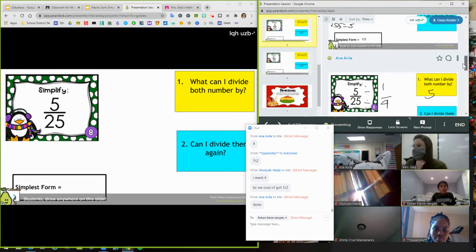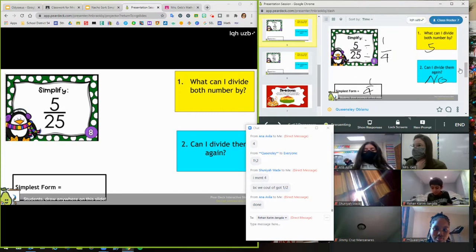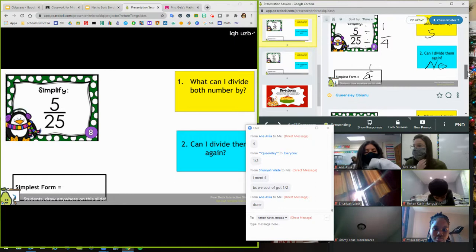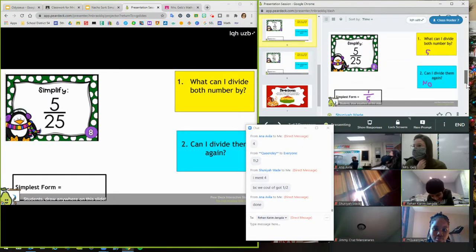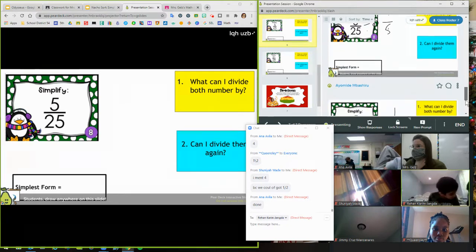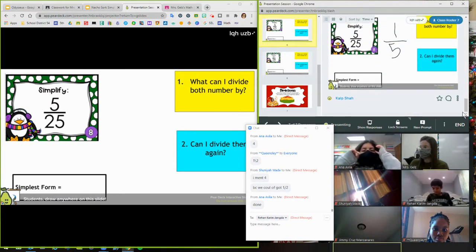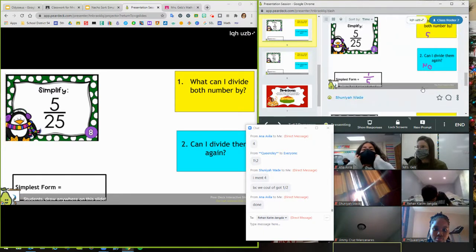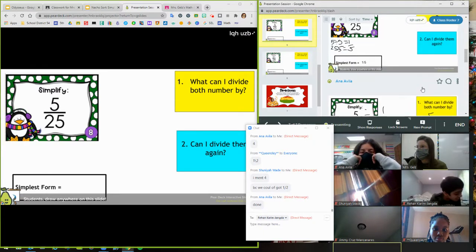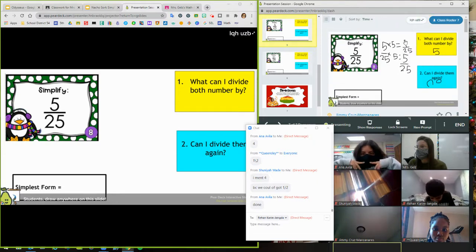Anna, looking good. Queensley, I like what you did here. I'm wondering about the division in your denominator, but I like what you have in the yellow box. Shania, looking good. Ayomide, looking good. Kelp, looking good. Okay, my friends. There you go. Okay.